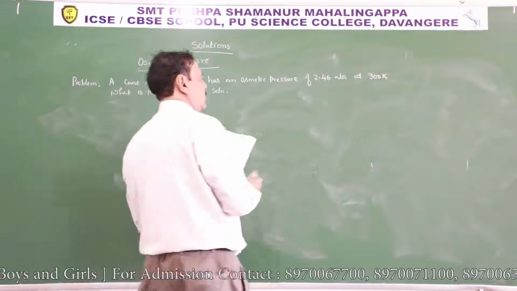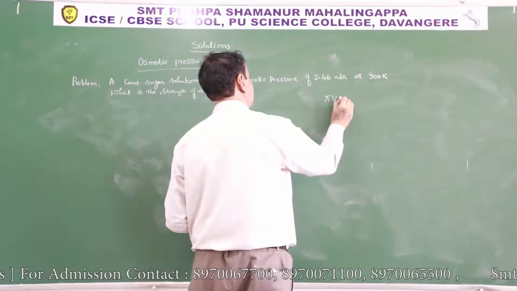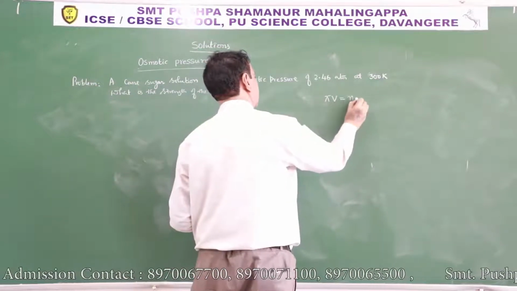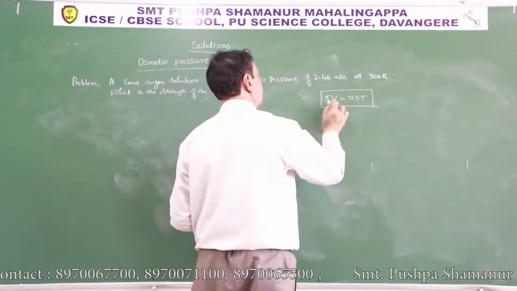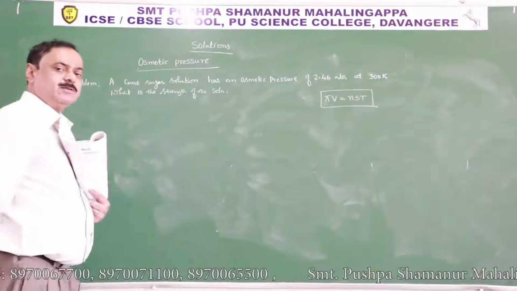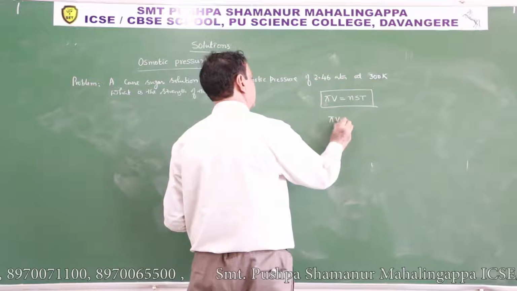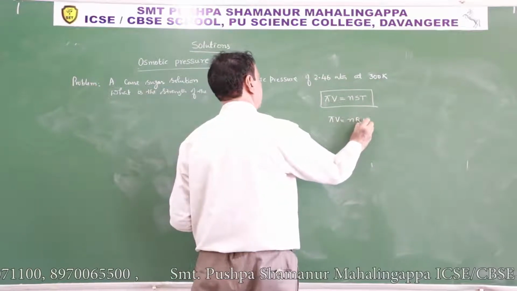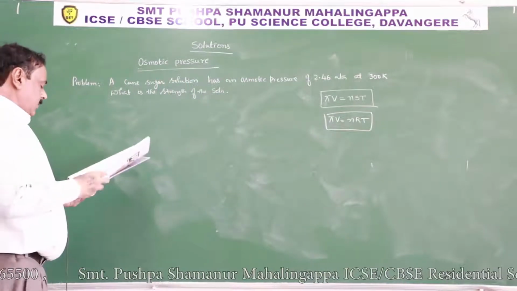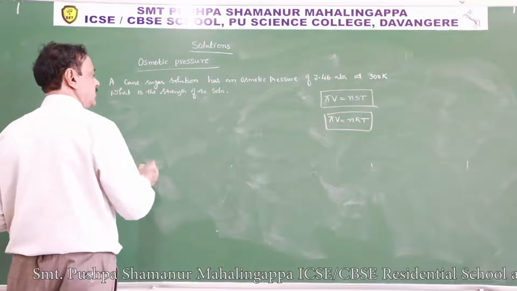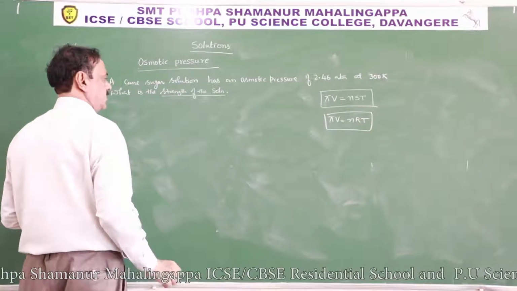We know that according to the combined Charles, Lamb and Boyle's law, pi into V is equal to n into S into T. That is PV is equal to nRT. In some textbooks it is written as pi into V is equal to n into R into T. Whereas they asked what is the strength of the solution, that is the concentration of the solution.